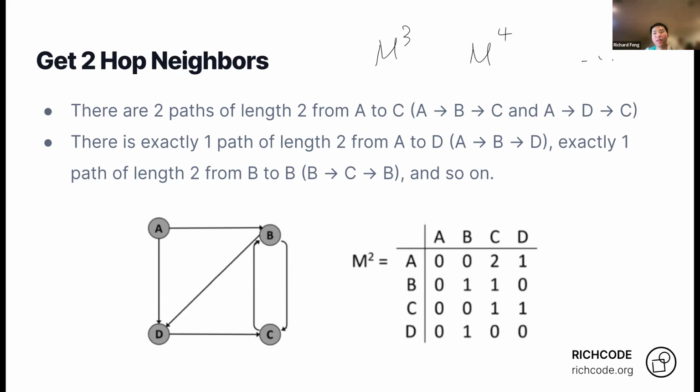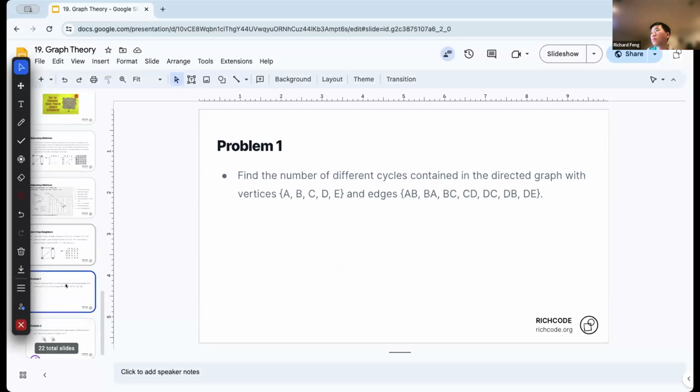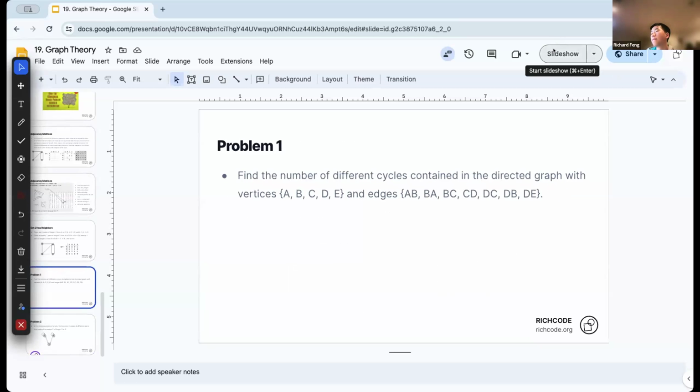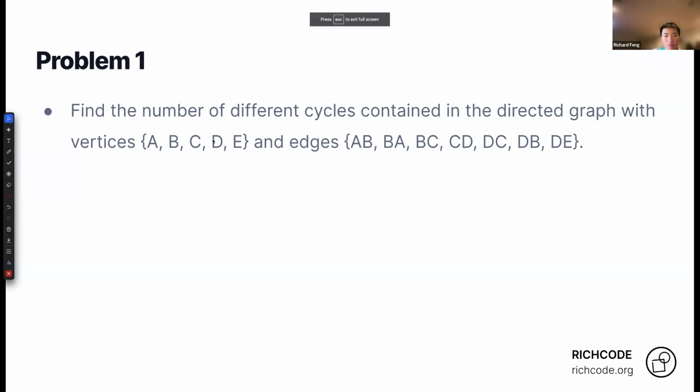Okay, then let's move on. Let's take a moment to do this problem. Find the number of different cycles contained in the directed graph with vertices A, B, C, D, E, and edges AB, BA, BC, CD, DC, DB, DE.